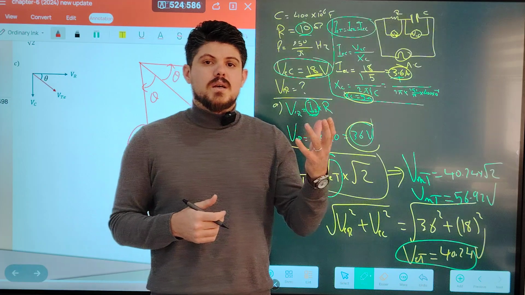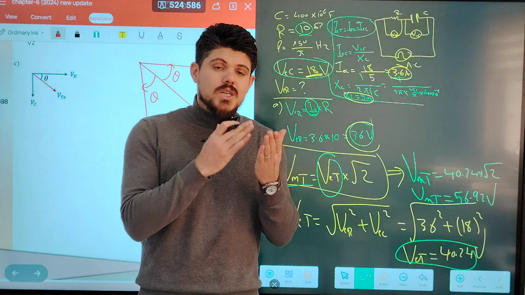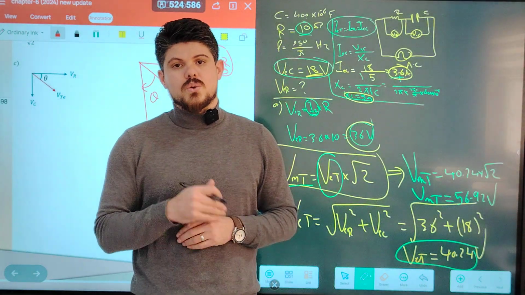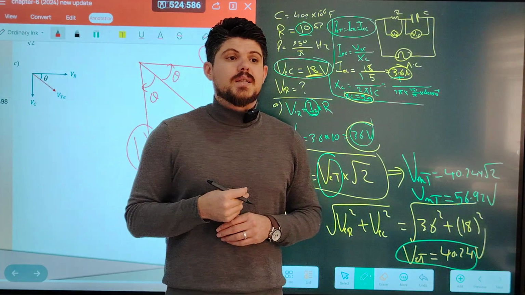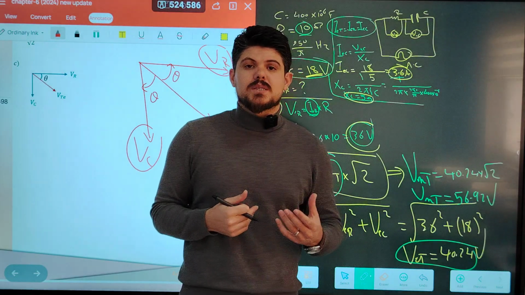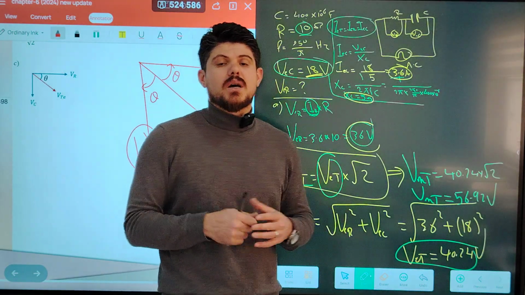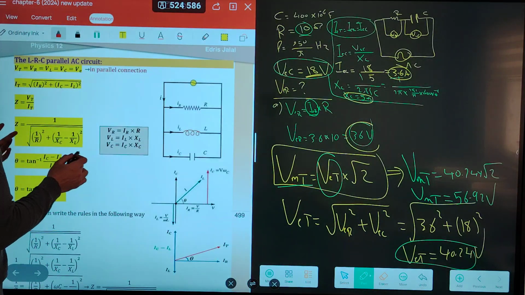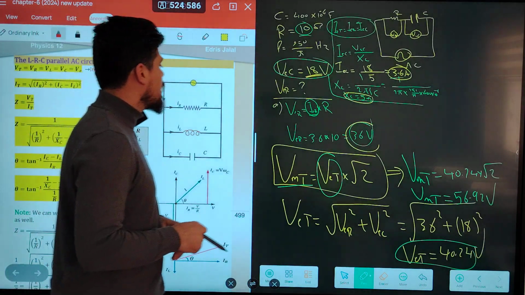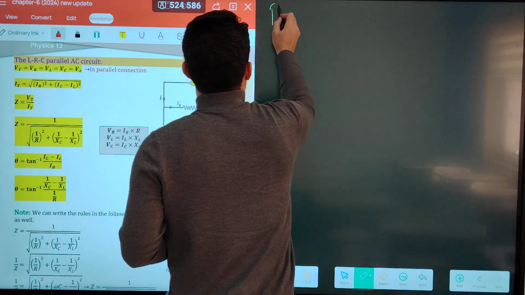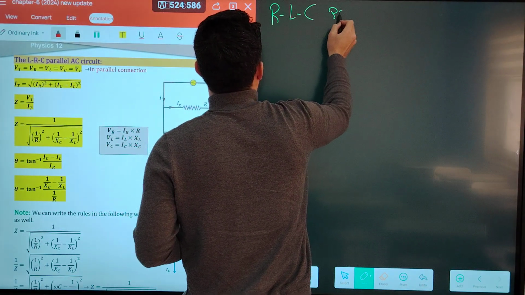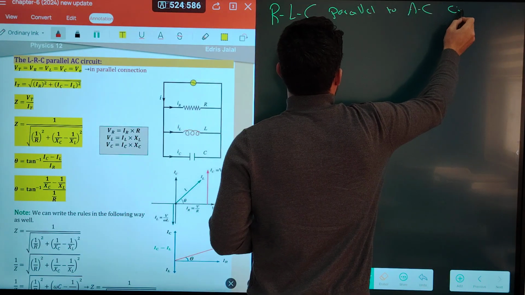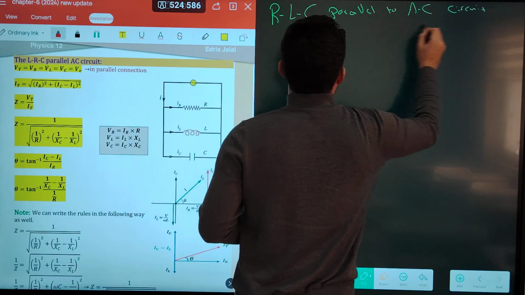In pure inductance, if you remember, potential difference VL leads the current by phase pi over 2, okay, or 90 degrees. And in pure capacitance, or capacitor of capacitance, potential difference lags behind the current, okay. Now we are focusing on the RLC parallel to AC circuit. It's very important, be careful.